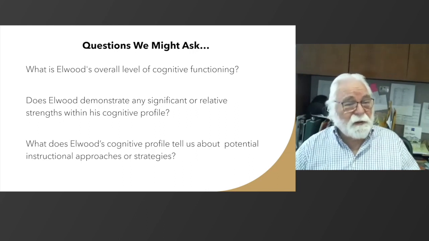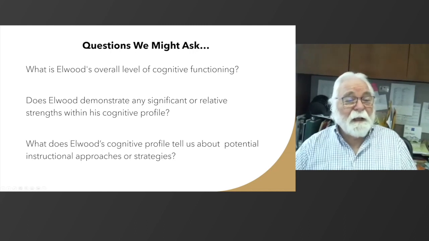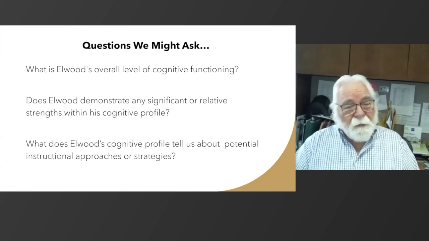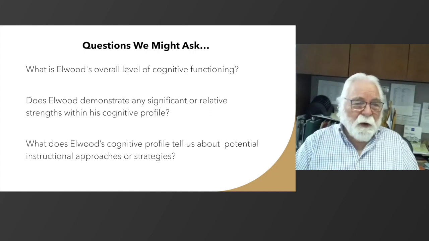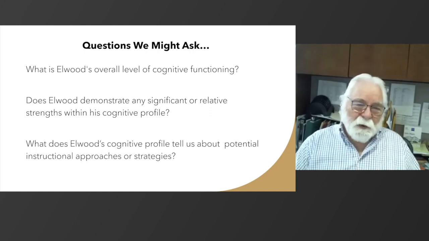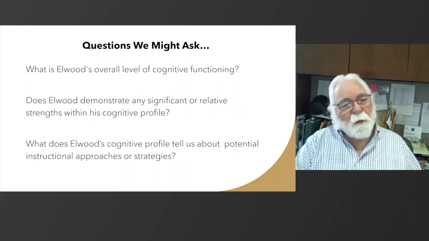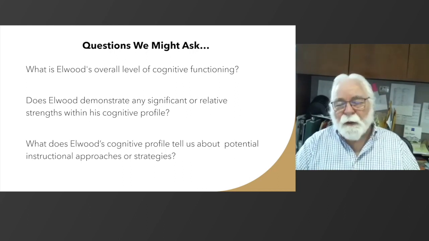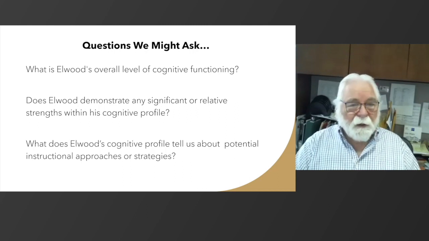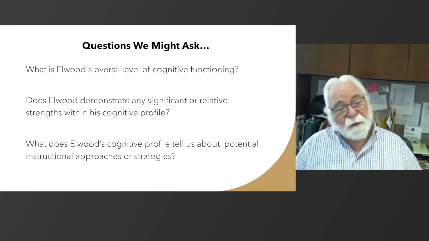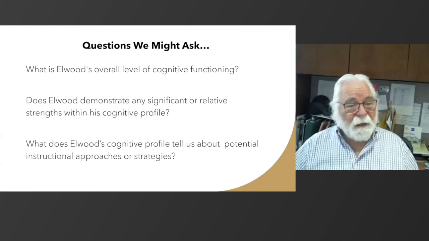But we're going to ask this question just again. Okay, we are going to ask, does Elwood demonstrate any significant or relative strengths within this cognitive profile? And the reason I phrase it that way is that some of the students that we're going to assess, all their scores may end up falling below the mean. However, within those scores, there might be some that are a bit higher or significantly higher than others. And those represent relative strengths within the individual that we need to tap into when we're providing instruction. We want that information. Okay.